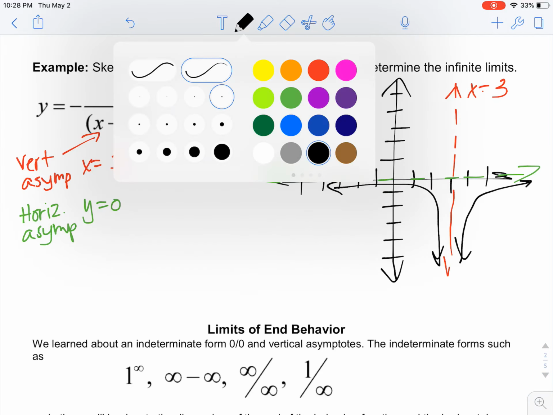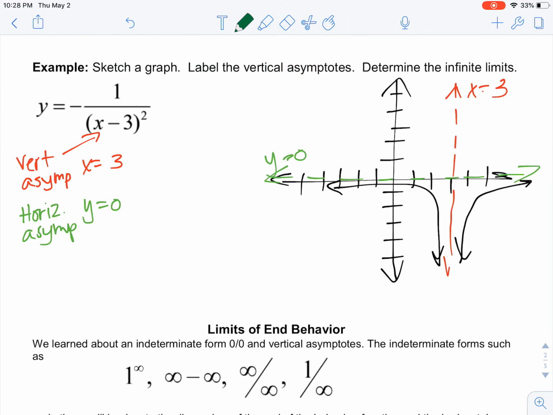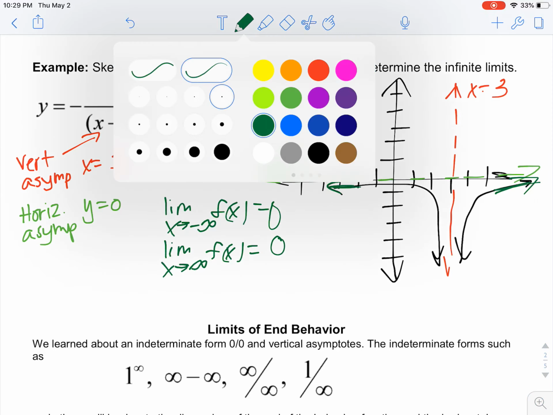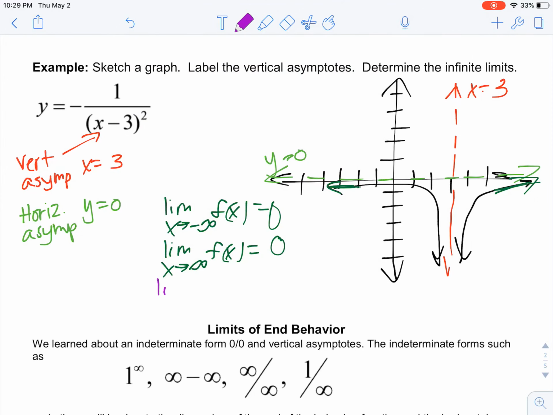All right, so the limit as x approaches negative infinity of f of x, looks like we're approaching 0 right over here. Limit as x approaches infinity of f of x, so looking over to my right, also looks like it's approaching 0. Limit as x approaches 3 from the left of f of x, decreasing without bound, so that's going to negative infinity. Limit as x approaches 3 from the right of f of x, also negative infinity, decreasing without bound.